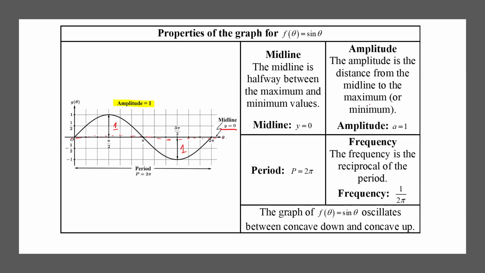Your amplitude is the distance from the midline to the max or to the minimum. Your period is how long it takes for your cycle to start and finish. So it took us from 0 to 2 pi, so our period is 2 pi. Your frequency is the reciprocal of your period. So if my period is 2 pi, then my frequency is 1 over 2 pi.